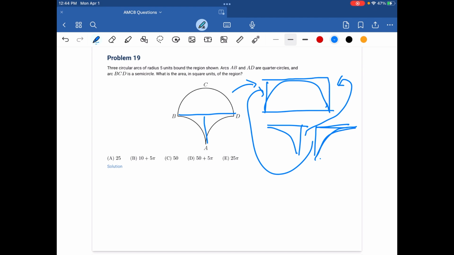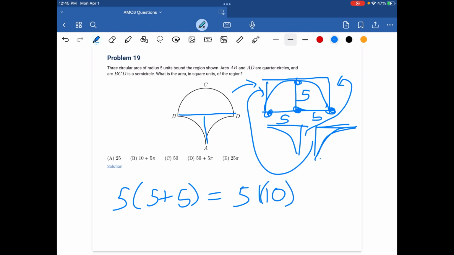Now this rectangle we can just find the area of, because we know the radius, or from this point to this point is 5, and then from this point to this point is also 5, and then from this point to this point is also 5. So then it's just 5 times 5 plus 5, which is 5 times 10, which is equal to 50. So the answer is C, 50.